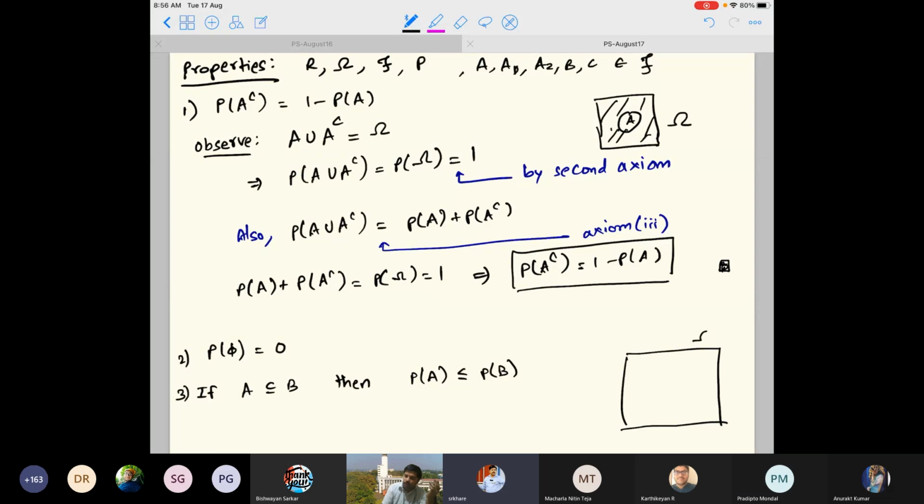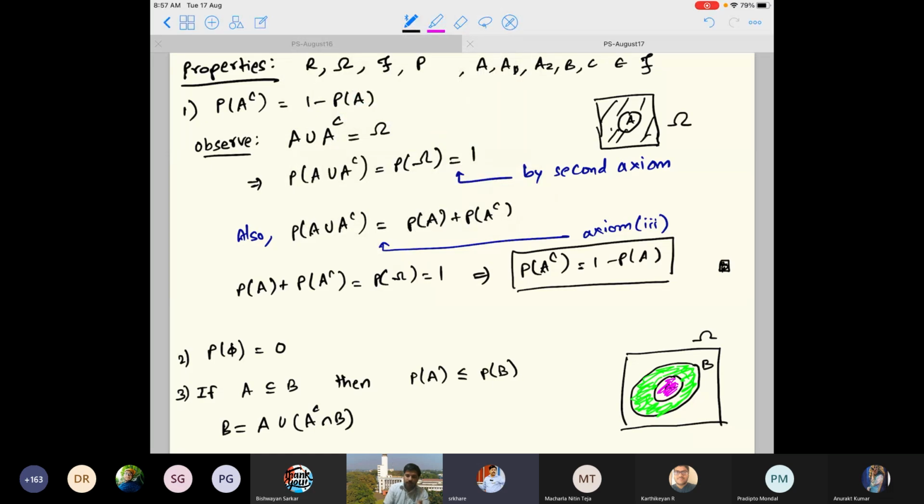So what will you do? You will draw this to be omega. You have this event as A, then you have this event as B. Then what happens? You can write down B as A union A complement intersection B. Is that okay? Yes, sir. So what is A? A is this pink part. And what is A complement intersection B? A complement intersection B is this ring. Correct? So I have written down B as disjoint union of two sets, A and A complement intersection B.